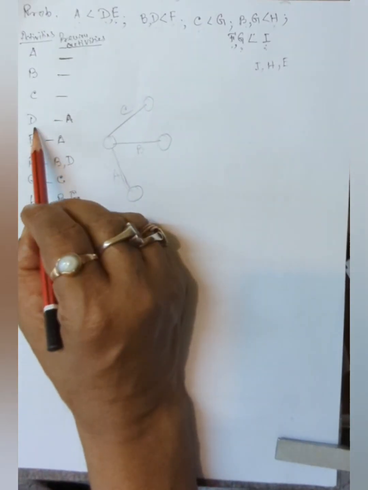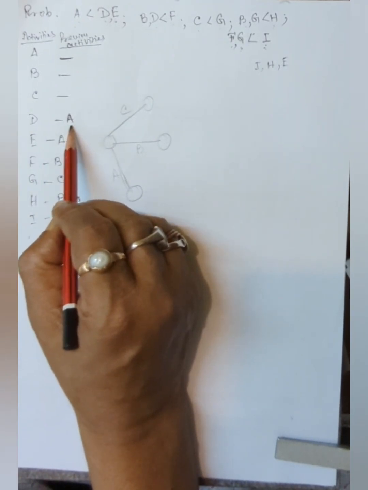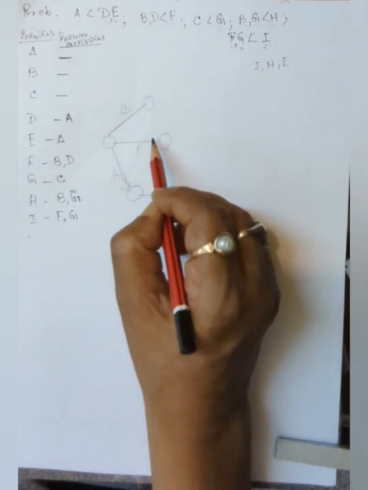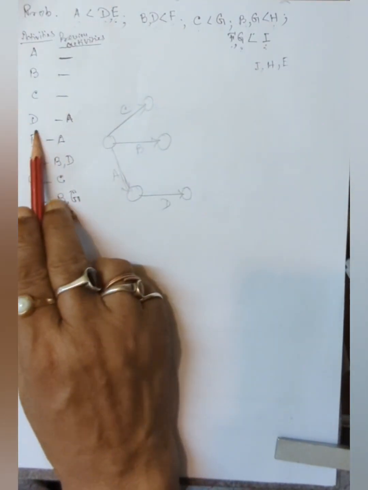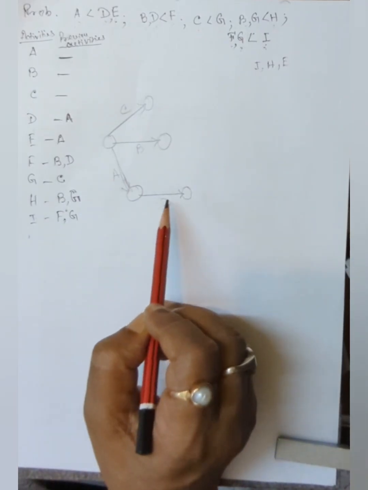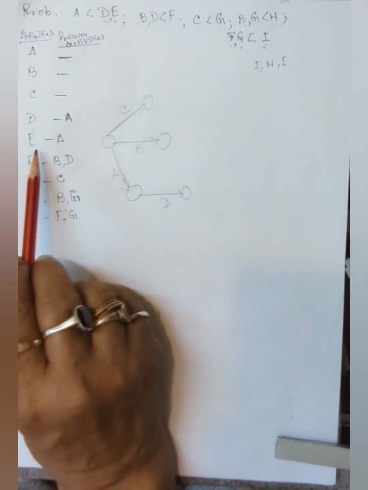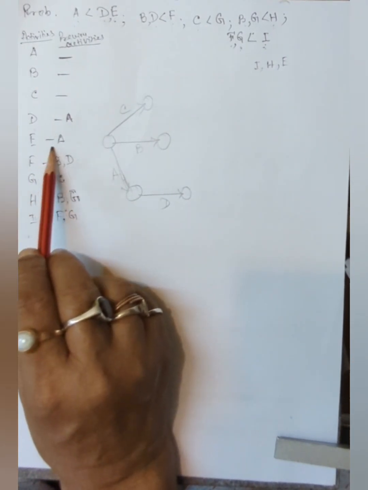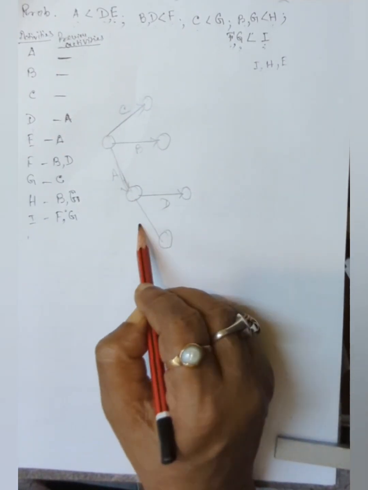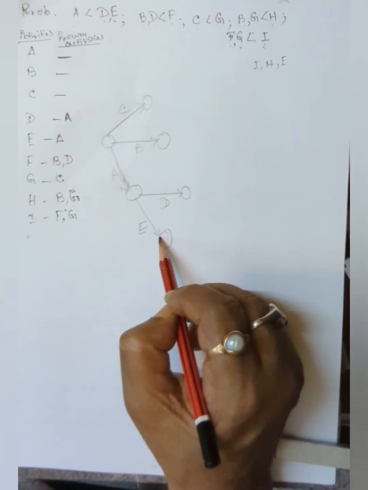Next, D is to be drawn after completion of A. That means this is D. D comes after completion of A. After completion of A, D is there. E after completion of A. Again, after completion of A, the activity E, so this is the activity E, is to be drawn.